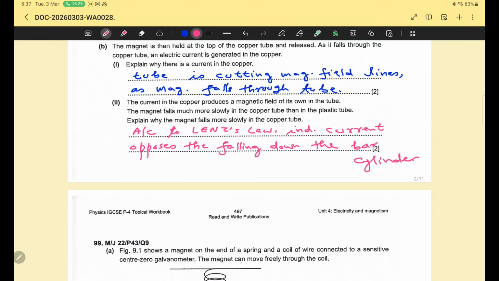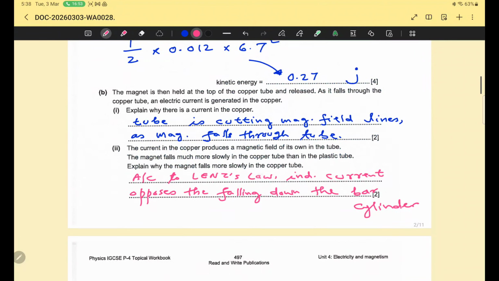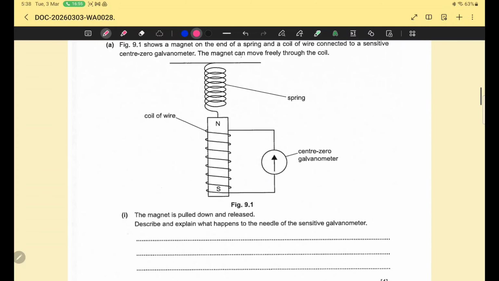The cylindrical magnet or bar magnet is falling down, and according to Lenz's law, the induced current always opposes the cause. The cause is the falling movement of the bar magnet. So the induced current will oppose the falling movement of the bar magnet. That is why it slows down. Whereas in the plastic tube, no induced current, no Lenz's law. So in the plastic tube, it was falling freely. So this question we have completed.